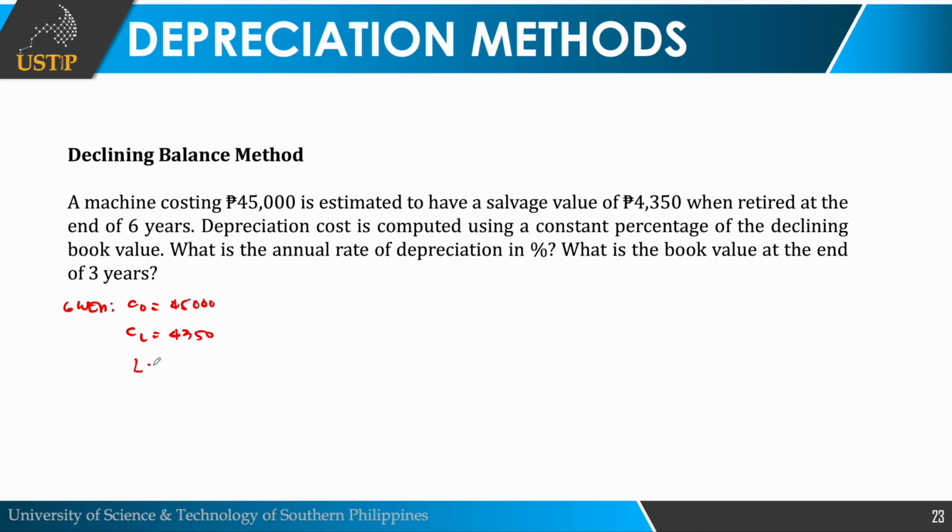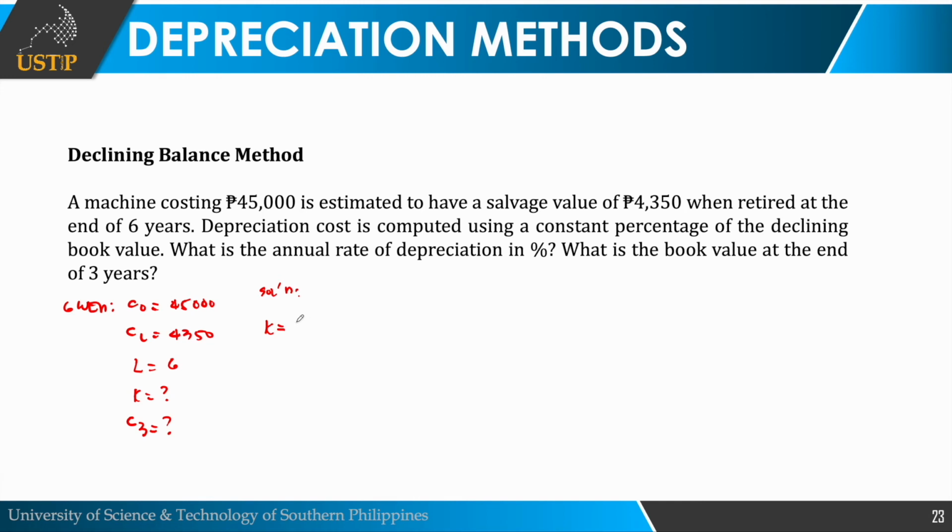We have the useful life, that is 6 years. And then, first we need to find the K, the annual rate of depreciation. And then we need to find the book value at the end of 3 years, that is C sub 3. Okay, we solve K.